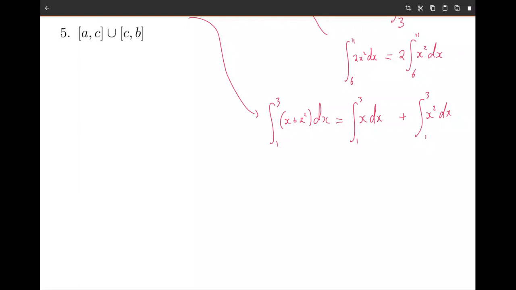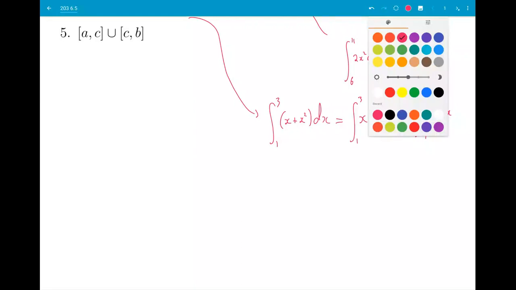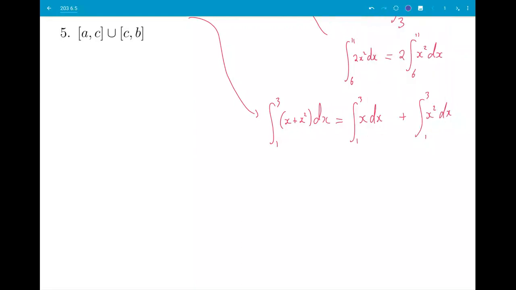Okay, part 5. What am I saying here? Red is hurting my eyes. If I have an integral, let's say from 1 to 3 of x squared dx, and then I add the integral from 3 to 7 of x squared dx.